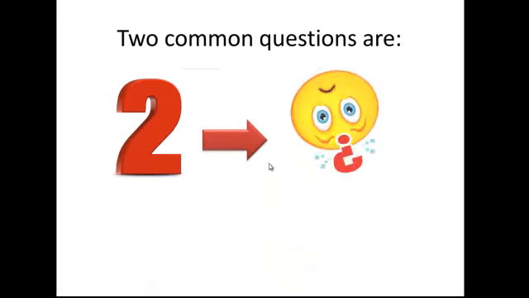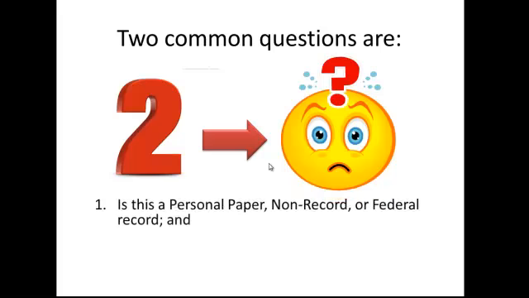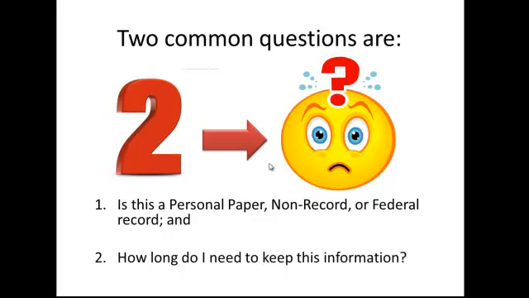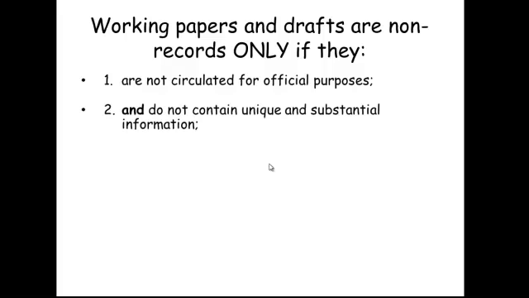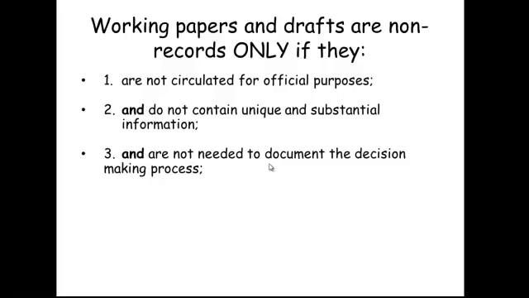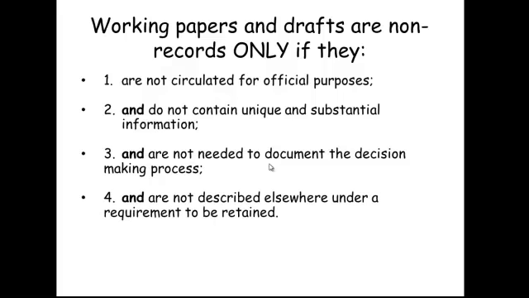Two common questions that we receive: is this a personal paper, non-record, or a federal record? And how long do I need to keep this information? Another question that we have is, are my working papers and draft materials considered a record? Well, working papers and draft materials, especially those that have comments, are not considered records only if they are not circulated for official purposes and do not contain unique substantial information, and they're not needed to document the decision-making process, or are not described elsewhere under a requirement to be retained.